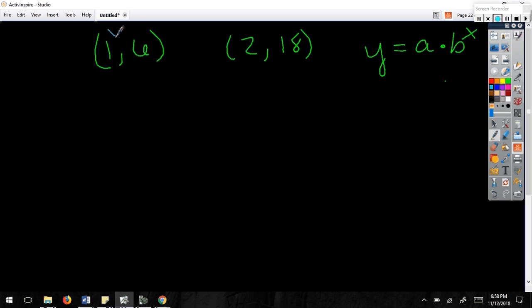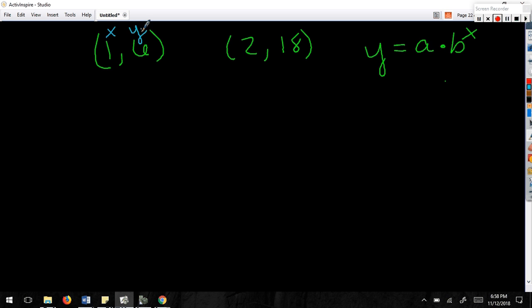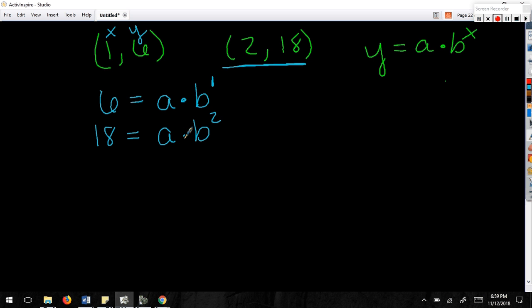So if you think about this being x and this being y, right? And I've got 2 different values. So I'm going to set up 2 equations. First one I'm going to do with the (1, 6). So 6 equals, now notice I don't know a and I don't know b, but I know that x is 1. Okay, so that's equation number 1. Now if I follow the same suit and I plug in the second point, now 18 equals a times b to the second. So if you notice, I have 2 equations and 2 unknowns, okay?